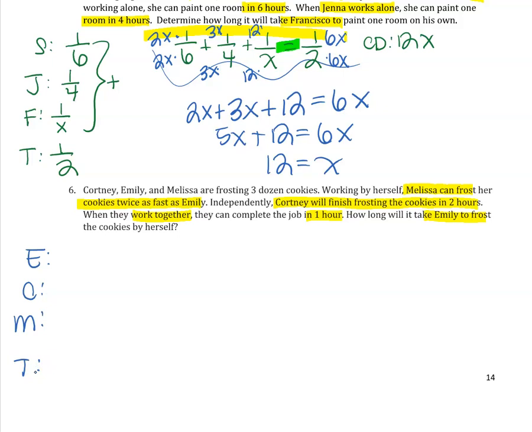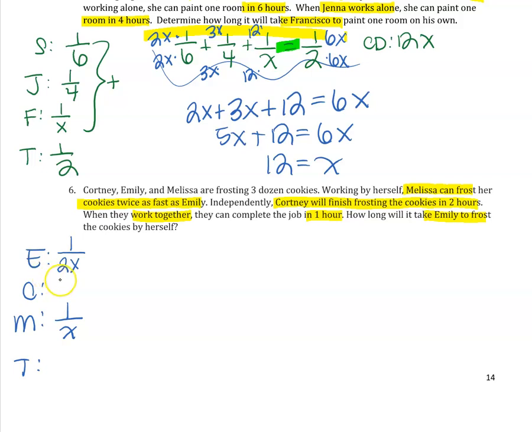All right, working by herself, Melissa can frost the cookies twice as fast as Emily. So let's actually do this. You got to think to yourself, if x is the amount of time, Melissa is x, Emily is taking twice as long as Melissa. So think about it not so much as twice as fast, because then technically Emily would be x and Melissa would be half of x, and that's kind of awkward. If Melissa is twice as fast as Emily, then Emily is twice as slow as Melissa. If Melissa takes 2 hours, Emily's taking 4. If Melissa's taking 5 hours, Emily's taking 10. So try to keep that in mind.